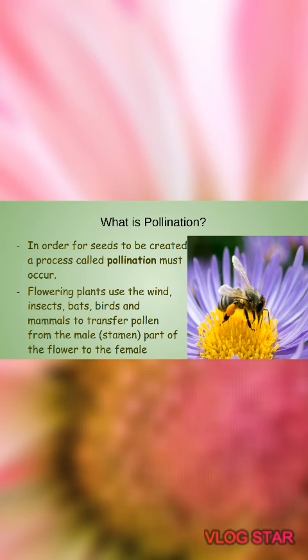What is pollination? In order for seeds to be created, a process called pollination must occur. Flowering plants use the wind, insects, bats, birds, and mammals to transfer pollen from the male part of the flower to the female part of the flower.